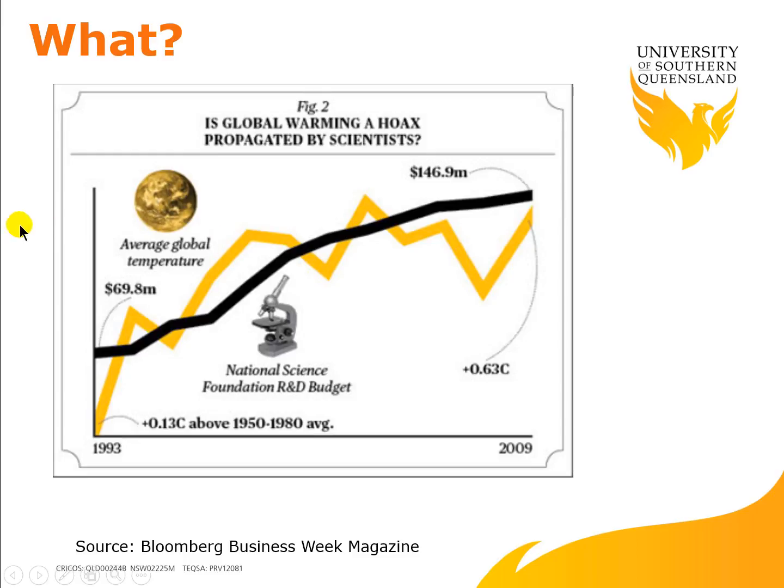So this one is looking at the average global temperature and the National Science Foundation Research and Development Fund. So basically, is global warming a hoax propagated by scientists? As the funding for the R&D budget increased, average temperatures increased. So therefore, if we reduced funding to R&D, global warming wouldn't be a problem if one caused the other.